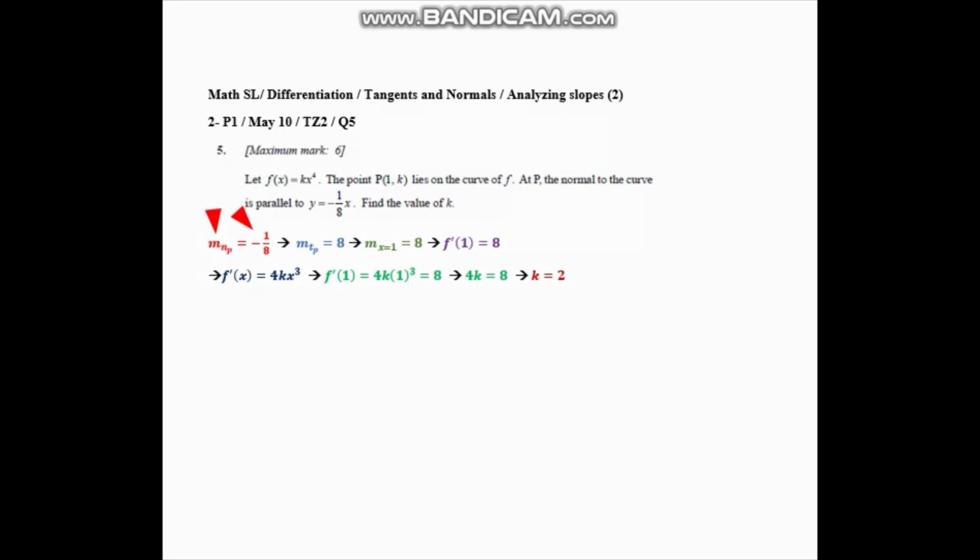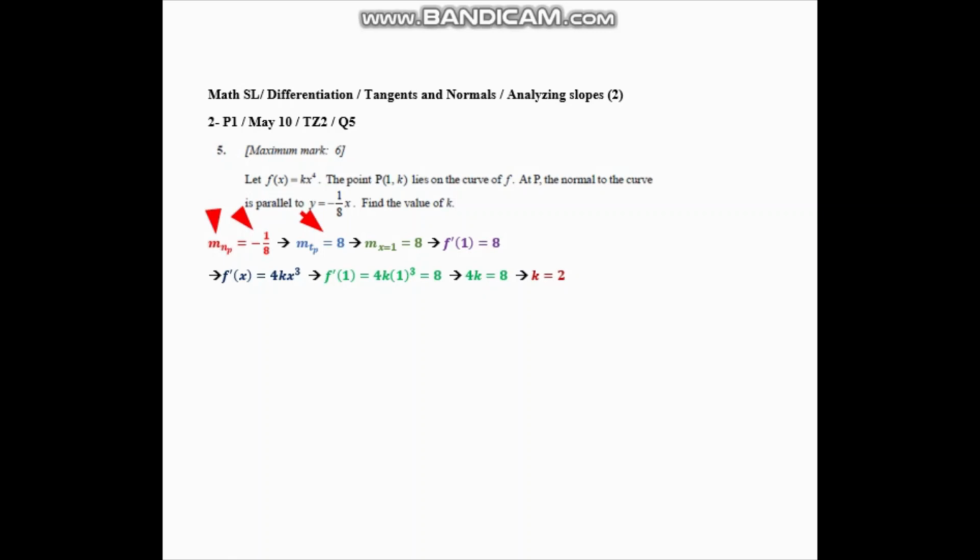Now, I need to find the value of k, so I need to find information about the curve itself, so it will help me a lot to actually use the slope of the tangent. And I can get that very simply by transforming the slope of the normal, switching the sign and flipping. So 8 was in the denominator, it goes to the numerator, and it was negative, so it becomes positive.